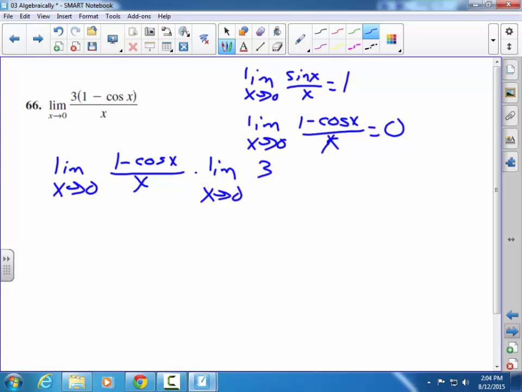Well, we know that this limit is 0, right? What's the limit as x approaches 0 of 3? Very good answer. It doesn't matter if you multiply it by 0, you're going to wind up with 0. But just for argument's sake, what is it? So, since the limit is 3. Why? Well, you can't plug any numbers.